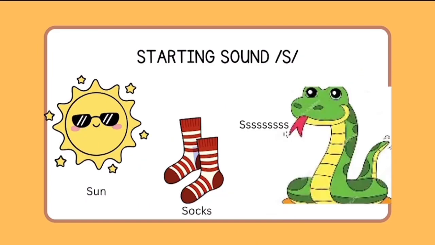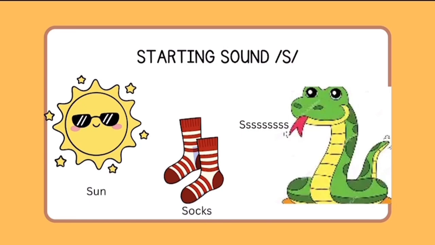Then I'm going to move on to the sound S. For my example, I have here the snake, which is a great example for them to produce the sound of the letter S. I'm also going to encourage them to move their body to show me they are referring to the letter or words starting with S, like for example, socks, sun, snake.